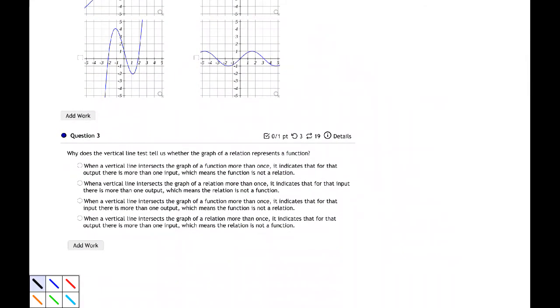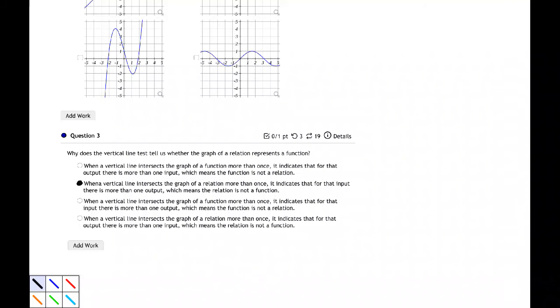Why does the vertical line test tell us whether the graph of a relation represents a function? These are all mixed up versions of this sentence. The first one says: when a vertical line intersects the graph of a function more than once, it indicates that for that output there's more than one input, which means the function is not a relation. That's just the first one. I'm going to skip to the second one. This is the correct answer. Go ahead and mark it that way.